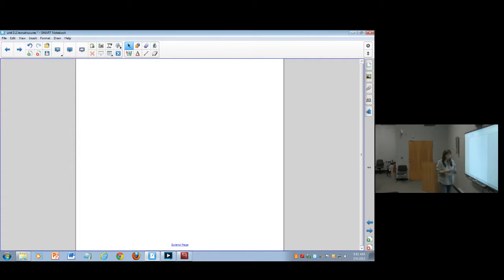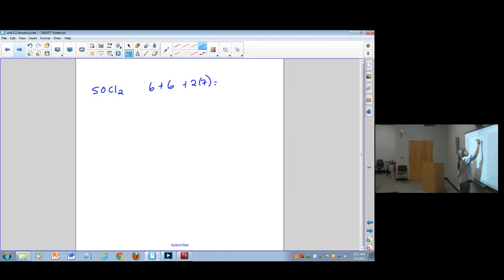What about a structure like SOCl2? Well, sulfur is in period 6, so I've got 6 valence electrons from sulfur. I have 6 from oxygen, also in period 6, and I have 2 times 7 for the chlorines in period 7. That works out to be, I didn't add it up, 12 and 14 is 26 electrons.